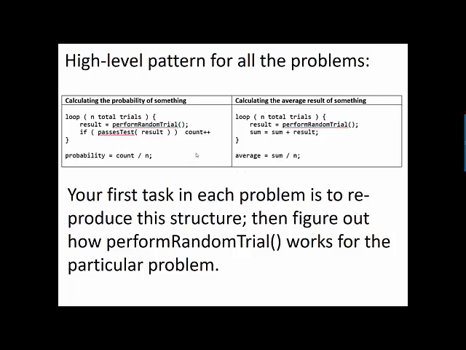So this high-level pattern is the right way to think about decomposing all of the problems. The problems might look really different on the surface, but this is your starting point for breaking them into manageable pieces. So really, every single time, your code is going to have one of these two patterns, and the only thing that really needs to be different is how does it actually work to perform the random trial? So let's look at some examples.